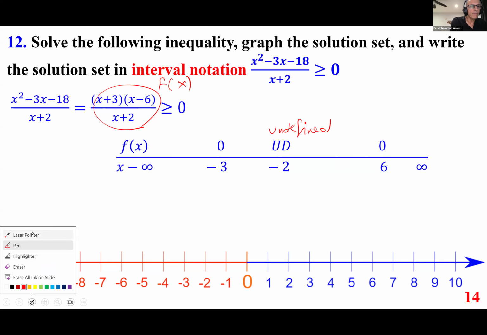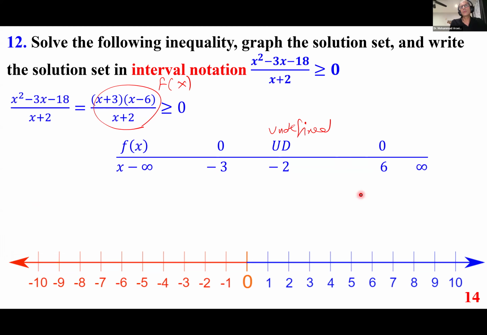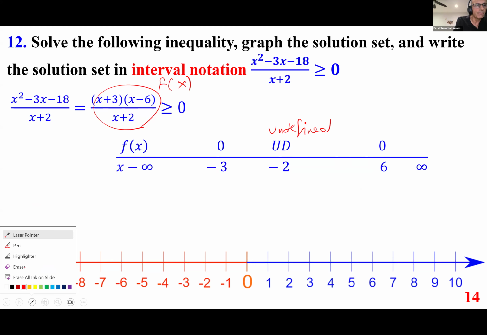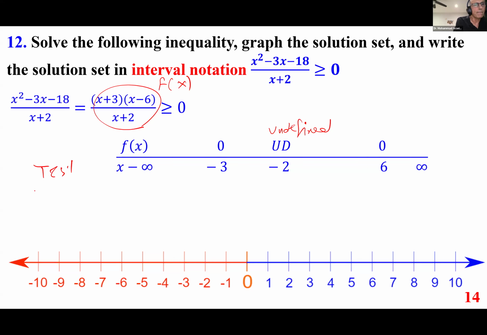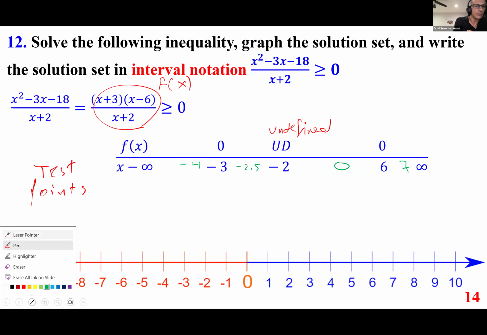And by the way, you need to use TPs, short for test points, to see what happens in between. So, for example, here we could choose maybe -4. Between this one, maybe -2.5. And between these two the easiest number would be 0. And beyond 6, any number. For example, 7, 10, 20,000, who cares?